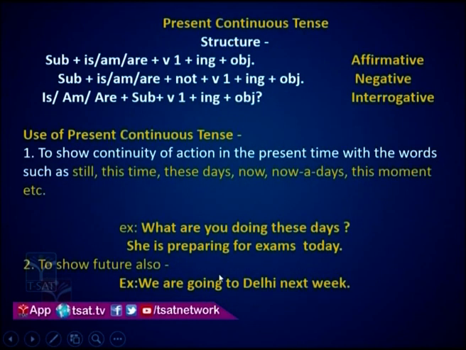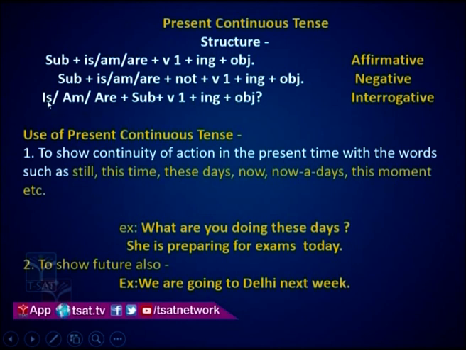Moving to the next structure, present continuous. The structure is subject plus is or am or are plus V1 plus ing plus object. This is for affirmative sentences. Next, for negative sentences, the structure is subject plus is, am, or are plus not plus V1 plus ing plus object.